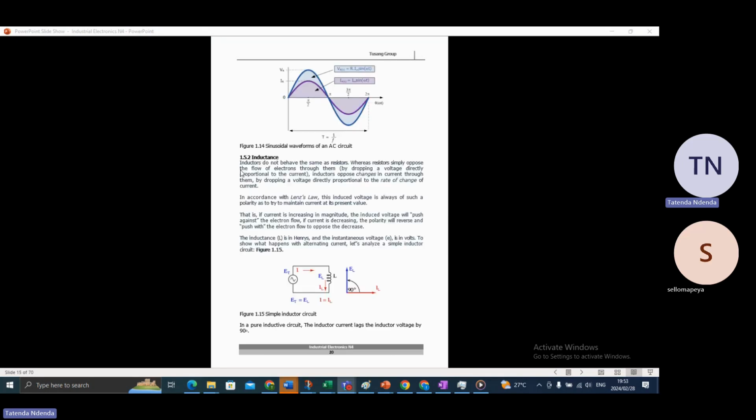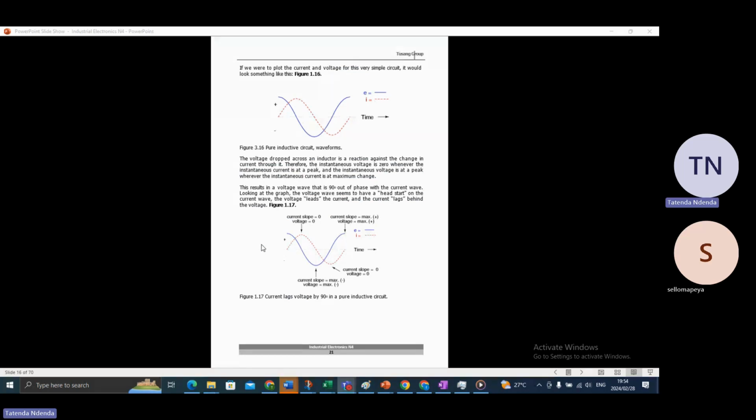Okay. Then we have inductance. Inductors do not behave the same way as resistors. Whereas resistors simply oppose the flow of electrons through them by dropping a voltage directly proportional to the current, inductors oppose changes in current through them by dropping a voltage directly proportional to the rate of change of the current. Okay, so the inductance is represented by the letter L, and we have a simple inductor circuit in Fig 1.15.